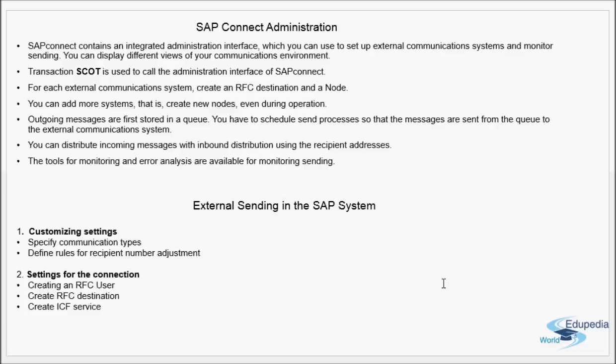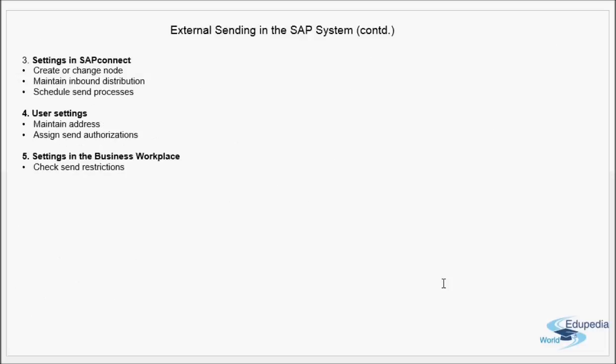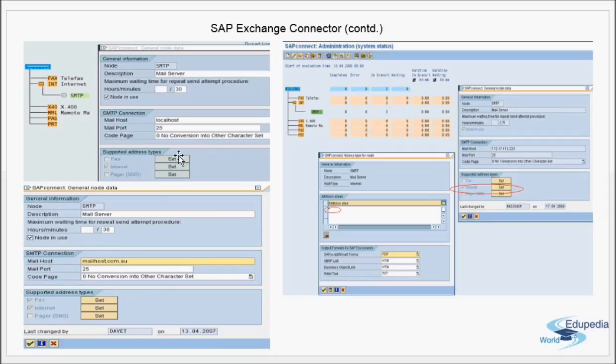Now the next one is settings in the SAP Connect. Create or change node: you can create or change the information in an existing node. You need to maintain the inbound distribution and schedule send process. All that configuration we have seen here. Each node, what all details we have to configure are shown here.